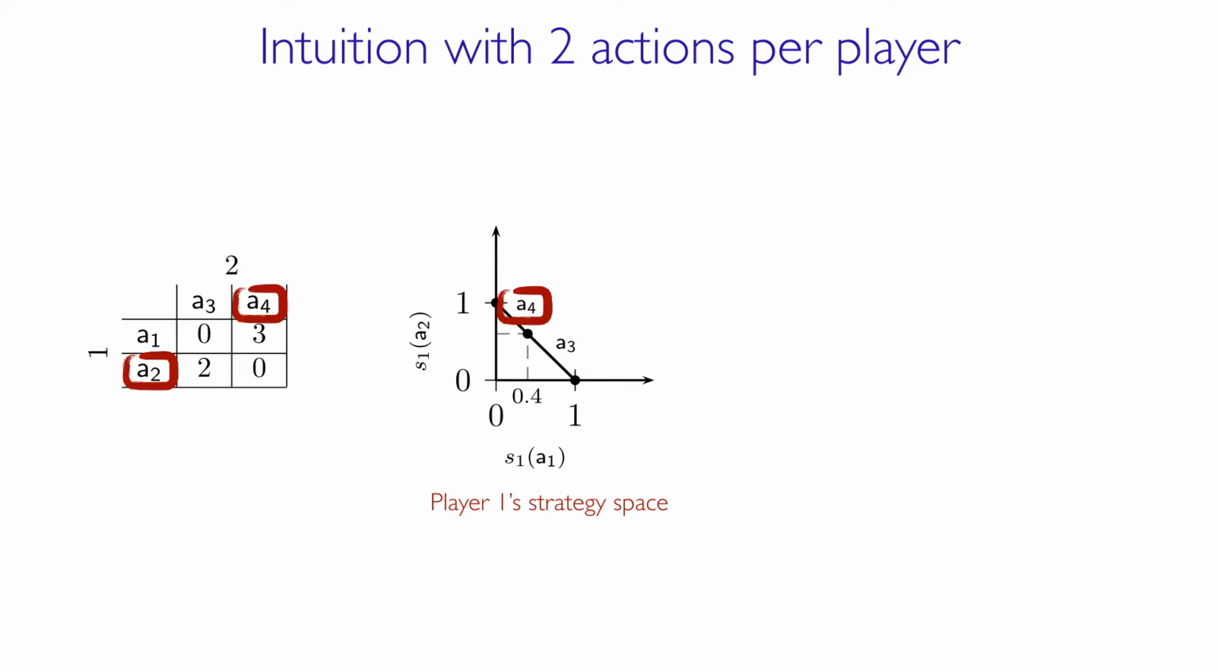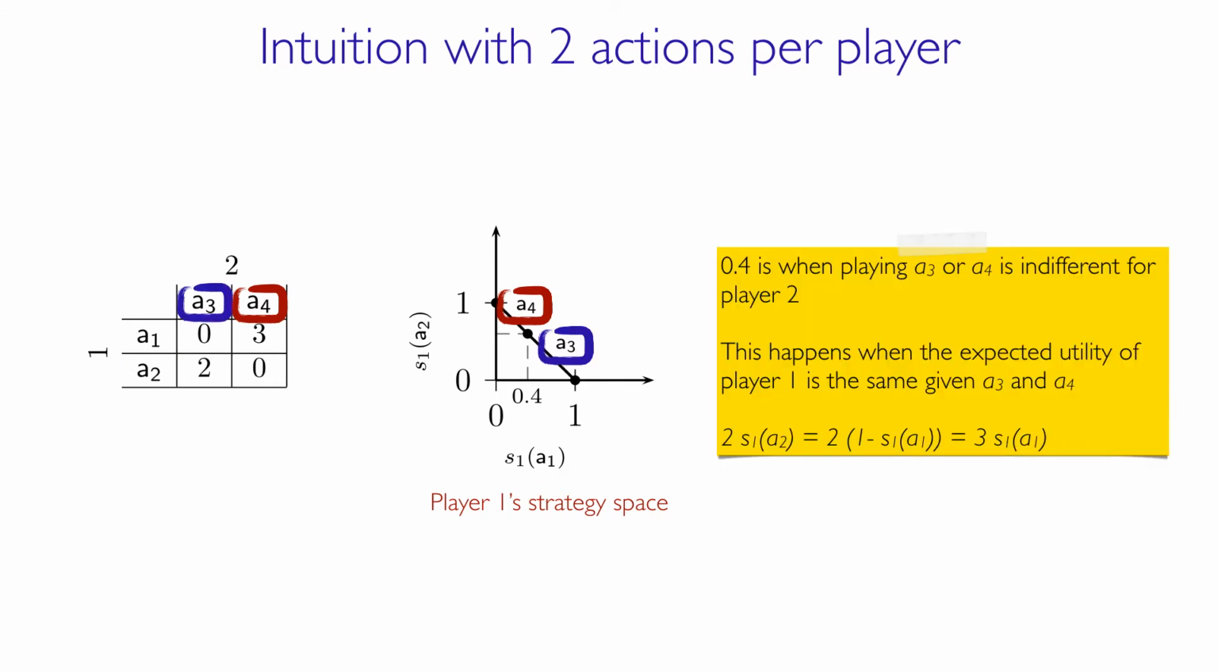Suppose that player 1 plays A2, then player 2 will play A4, given that this action minimizes the utility of player 1. However, we are interested in understanding the behavior of player 2 for every mixed strategy of player 1. There is a point in the simplex, S1 A1 equal to 0.4, in which A3 and A4 give the same expected utility to player 1. This point is obtained by equaling the expected utility of player 1 given by the two actions A3 and A4.